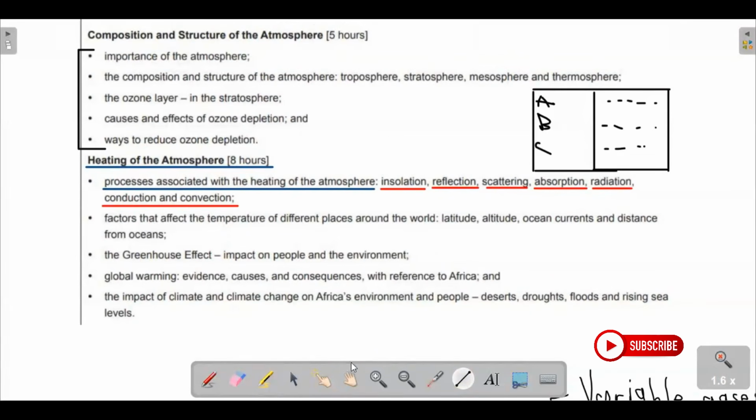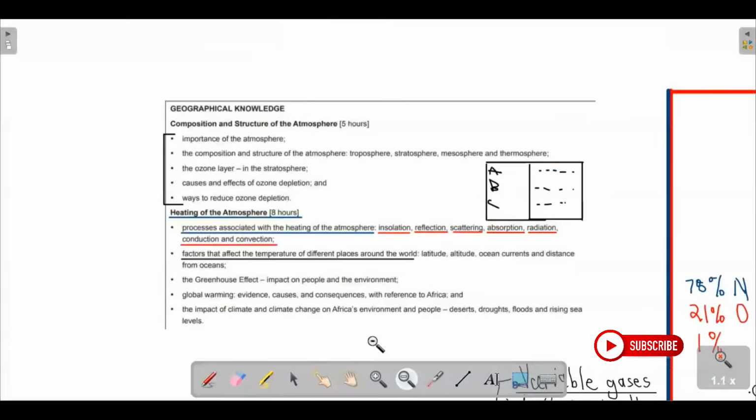So this means that we've covered the processes associated with the heating of the atmosphere. And so in the next video, we will be covering factors that affect the temperature of different places around the world. Okay. Thank you for tuning in and thanks.